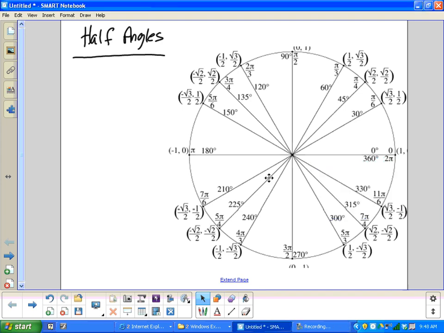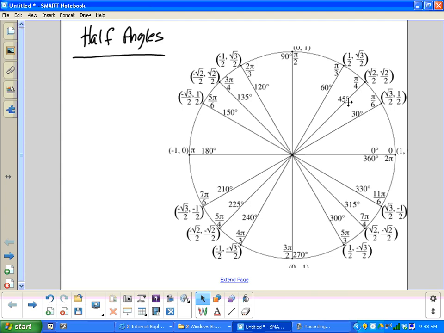Let me tell you what they're used for. What I can do with a half angle is find a value like a sine or a cosine or a tangent that may not be on my unit circle. For instance, take 30 degrees. What would half of 30 degrees give me? 15. So I could find the sine or the cosine or the tangent of 15 degrees because 30 degrees is on my unit circle.